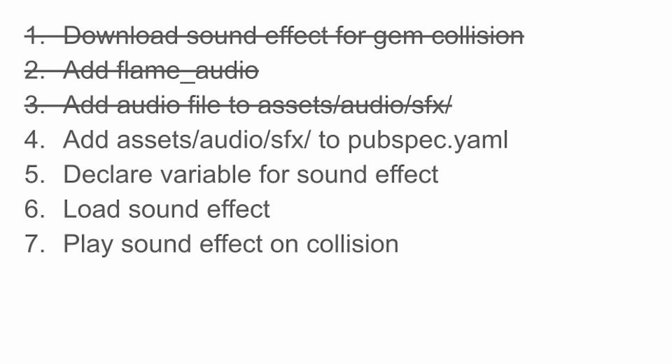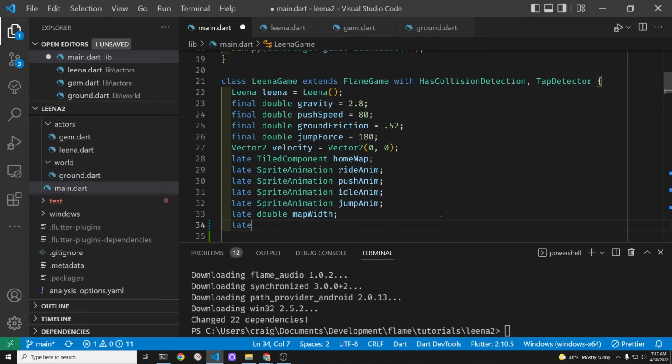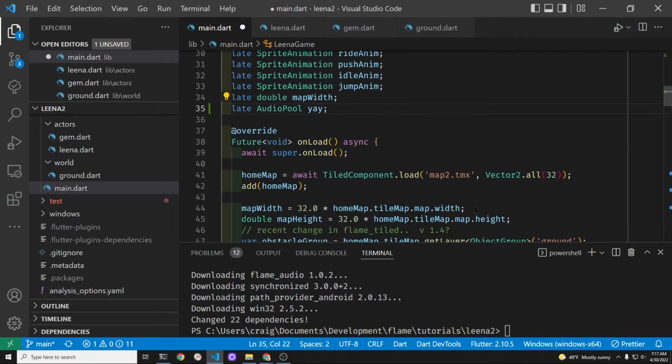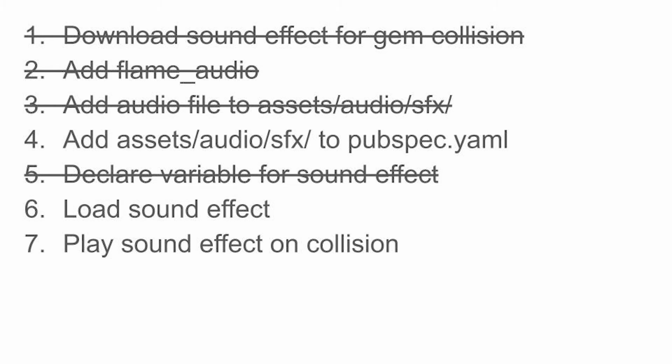Congratulations, you should be finished with steps 2 and 3. You should have saved it into audio sfx on step 1, but maybe double check it. Make sure it's in the right folder. In main.dart, declare a variable for the audio effect. This is an audio pool. Congratulations, roughly you should have finished about 4 out of the 7 steps.